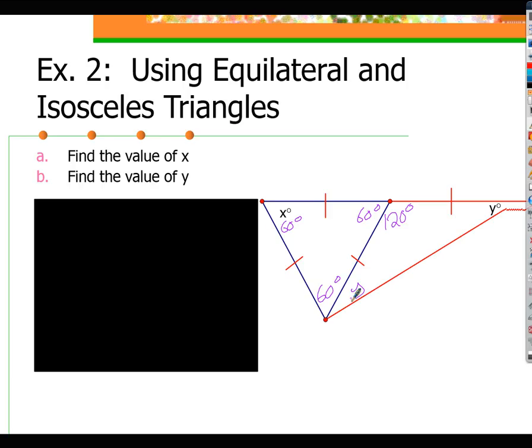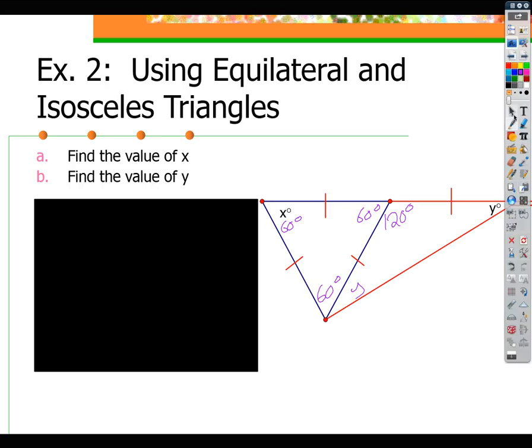So 2y plus 120 is 180, right? So 2y must equal 60, right? So y is 30. Does that make sense? Yeah. Okay, good. All right. Good job, Lucy. Yeah, I understand it now.